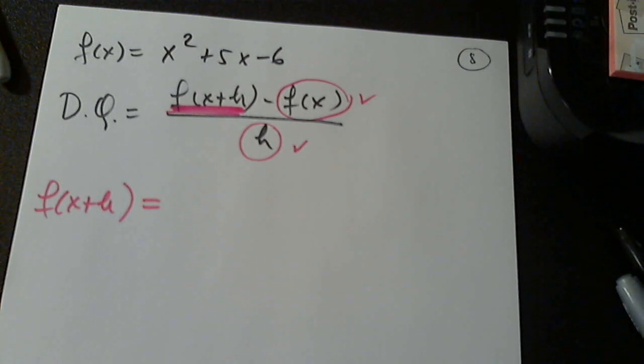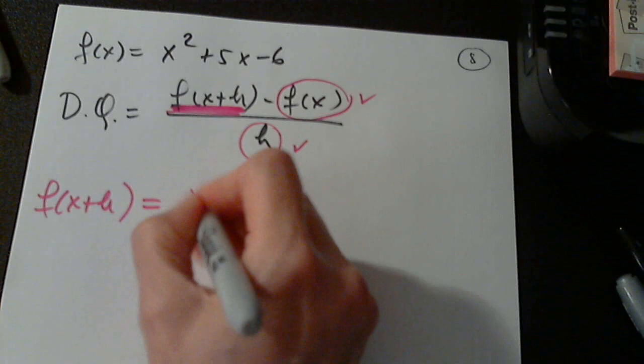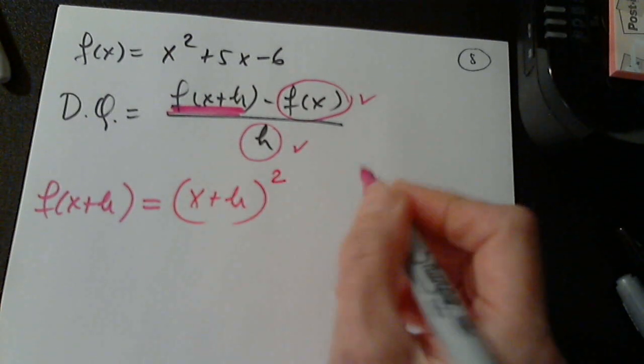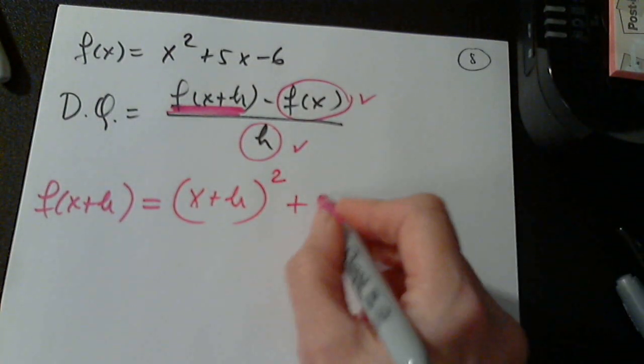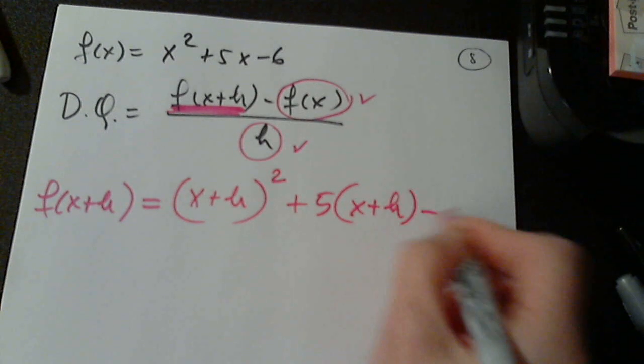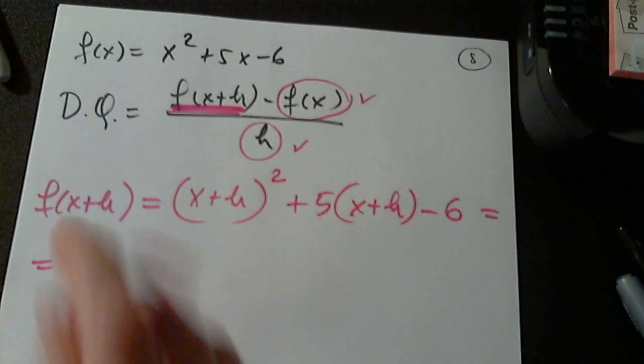Can anyone tell us the raw step? Don't distribute, don't multiply, don't do anything. Anyone, please? x plus h squared. Yes. Quantity squared. Very good. Plus? Plus 5 times x plus h minus 6. Excellent.